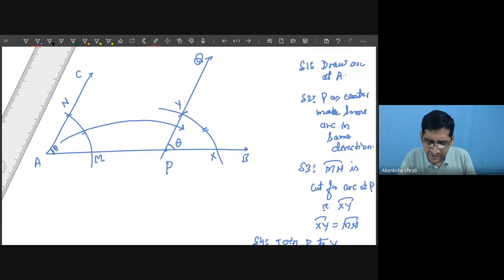So the questions are very easy. You have to just understand how we are doing it. These were the basic steps. Now these steps are used for drawing a triangle. So how to draw a triangle? I'm going to explain that.